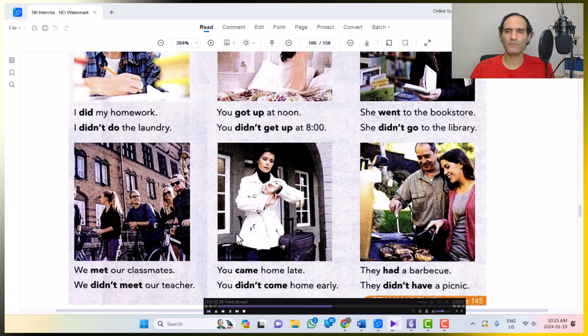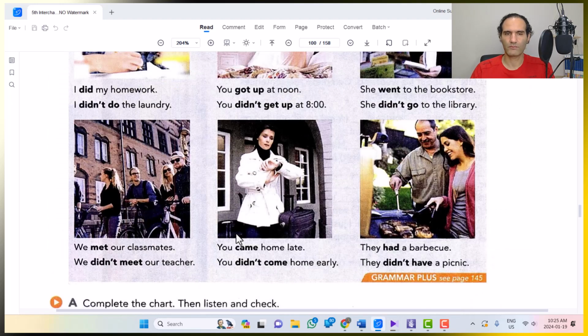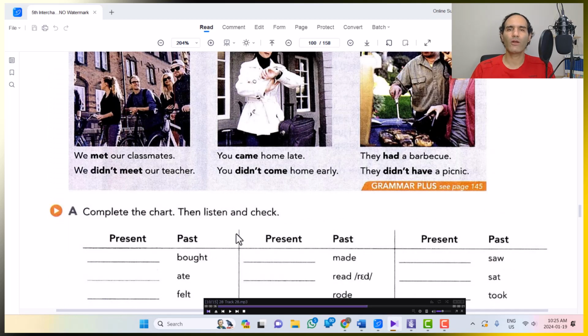She went to the bookstore. Bookstore. Remember? Stress on the first syllable because it is a compound noun. Good. Did she go to the bookstore? She didn't go to the library. Very good. We met our classmates. Did you meet your classmates? We didn't meet our teacher.